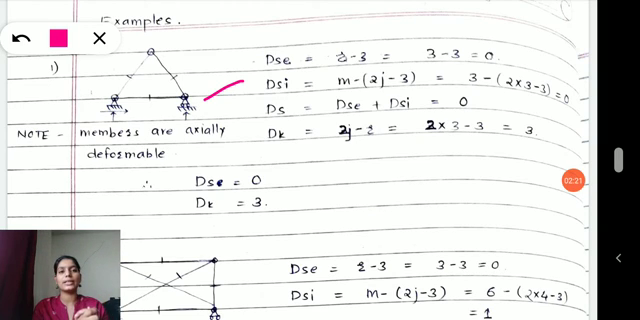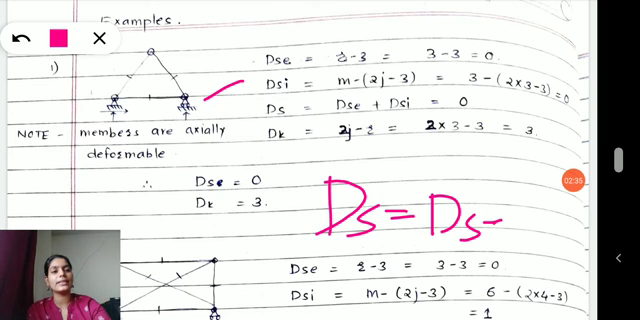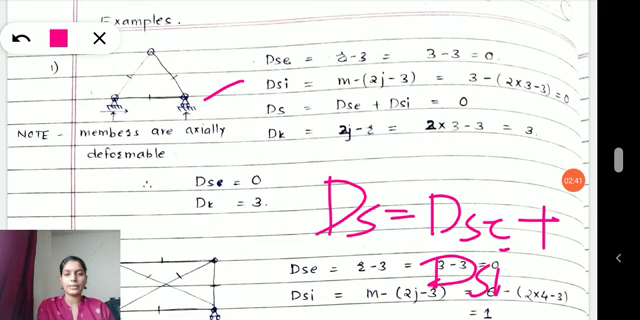Before that, you must remember that there is external static indeterminacy and internal static indeterminacy. So static indeterminacy DS will be DSE plus DSI. If I am adding these two indeterminacies, I have to calculate them. And how to calculate DSE, external static indeterminacy? That will be the total number of reactions minus the number of equilibrium equations.